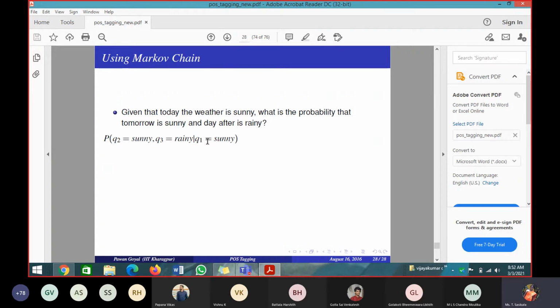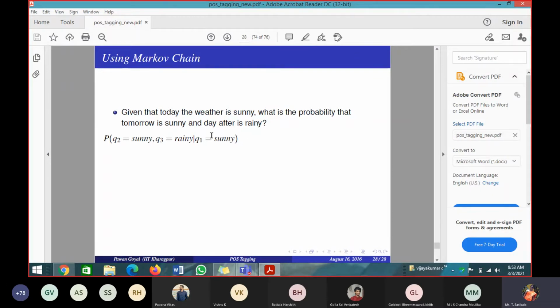What is given? Please answer. Q1. What is given? Q1 is equal to sunny is given, right? Today's weather is sunny. So for Q1, it is given that today's weather is sunny. What will be tomorrow's weather is sunny and day after tomorrow is rainy. That will be the numerator. See here.